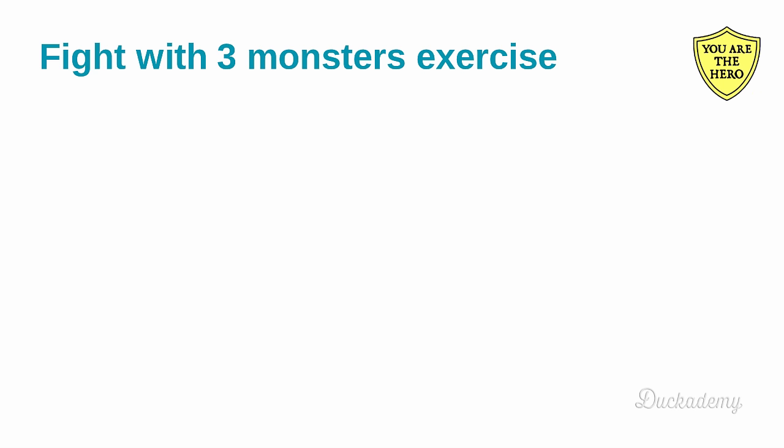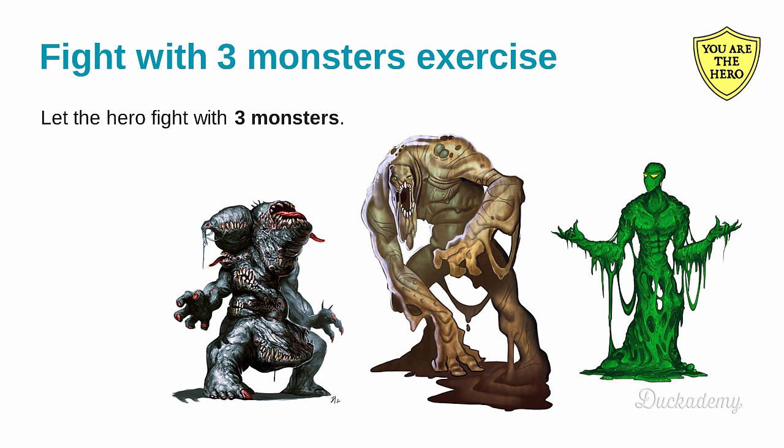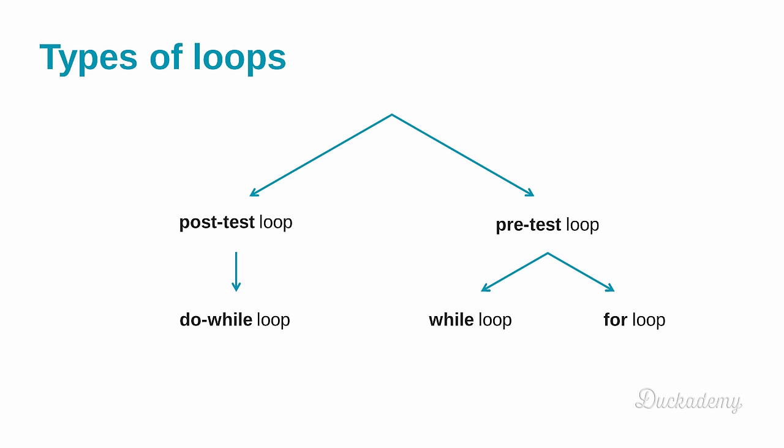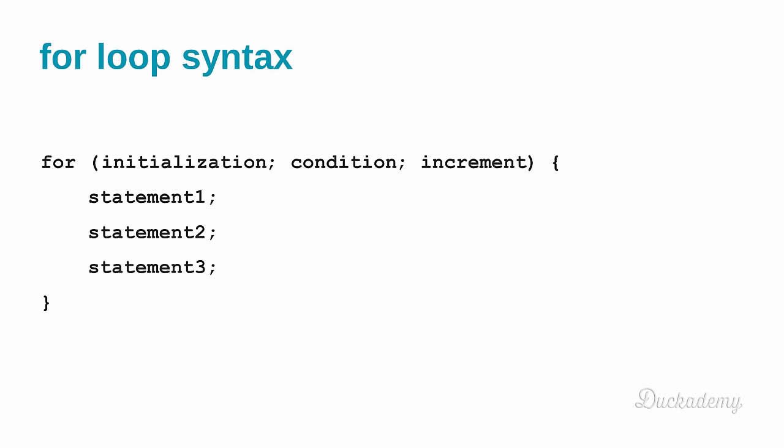After fighting one monster, we will face 3 different monsters. So the next exercise will be that our hero will fight with 3 monsters. How will we do that? The solution is the for loop. This is the 3rd loop. So the for loop is the last one. It contains 3 parts: the initialization, the condition, and the increment parts.